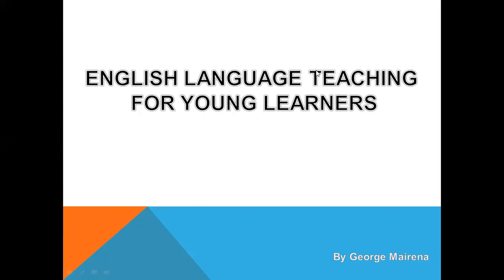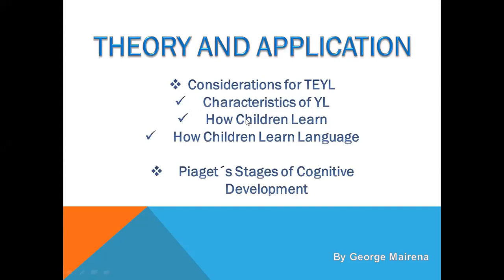So listen, welcome to the third session. In this session, we're gonna discuss some theories and applications, okay? We have 2 points to be discussed today. We have the consideration for teaching English to young learners. And for this one, we're gonna talk about the characteristics of young learners, how children learn, and how children learn a language. And then we have the other point that is Piaget's stages of cognitive development, okay?